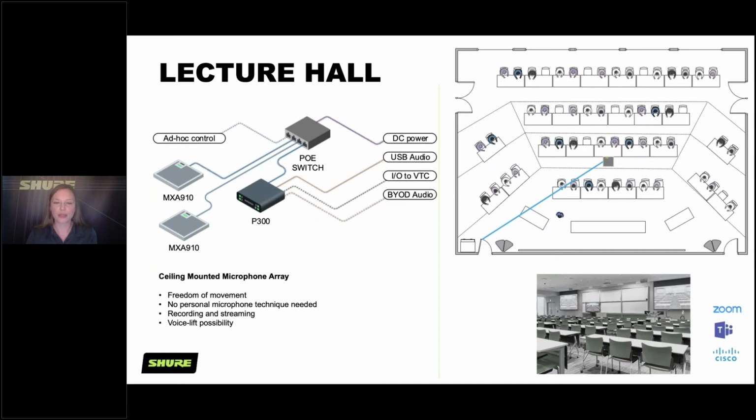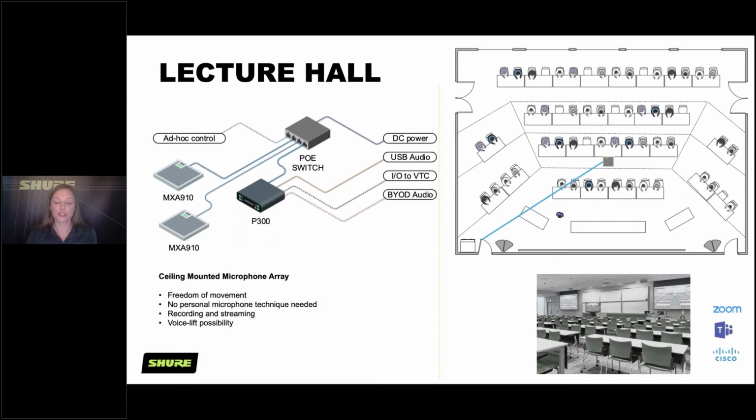And you'll see that blue line. Now that blue line represents the cabling path, the Ethernet cable path, going back to the PoE switch. So a single cable from that 910 to the PoE switch will provide our power, our audio, and our control.